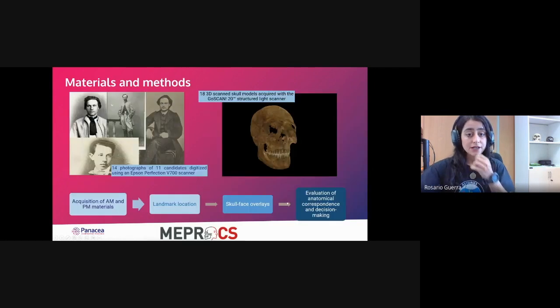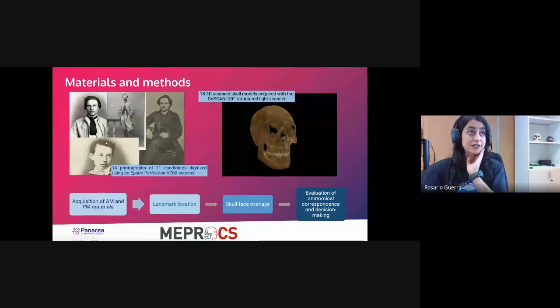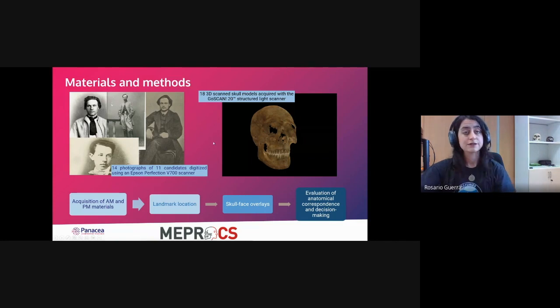So you can see some examples also here of the quality of the photographs, and here an example of the scanned skull 3D model. And well, the process followed those four stages that I already listed before: acquisition of antemortem and postmortem materials, landmark location, then the skull face overlay, and after that, the evaluation of anatomical correspondences and decision making.